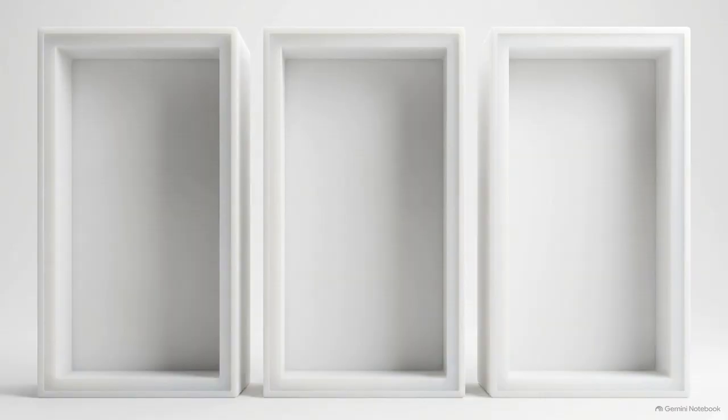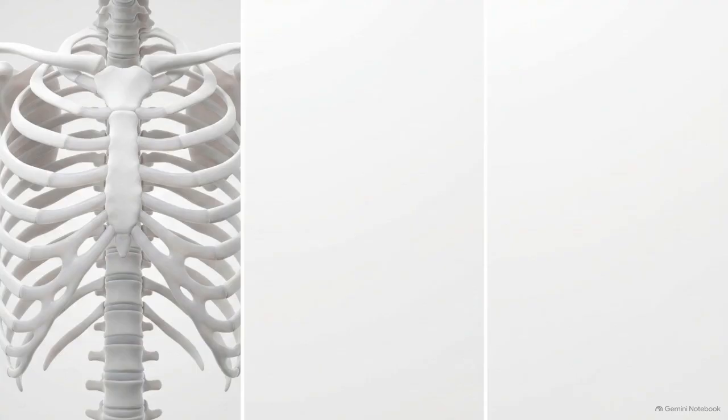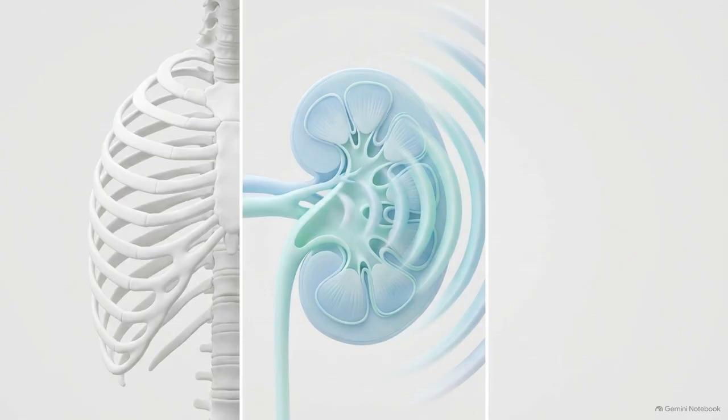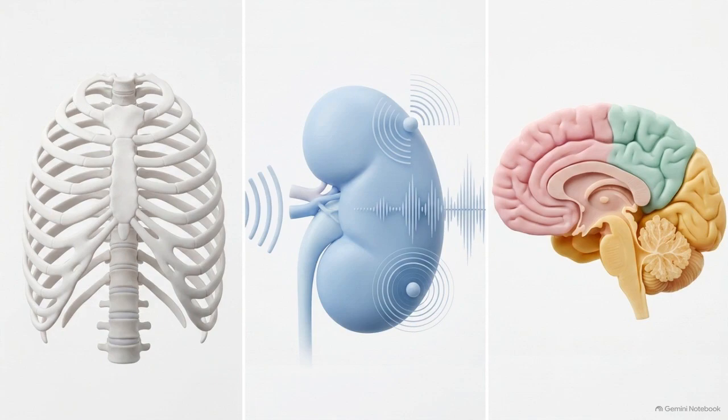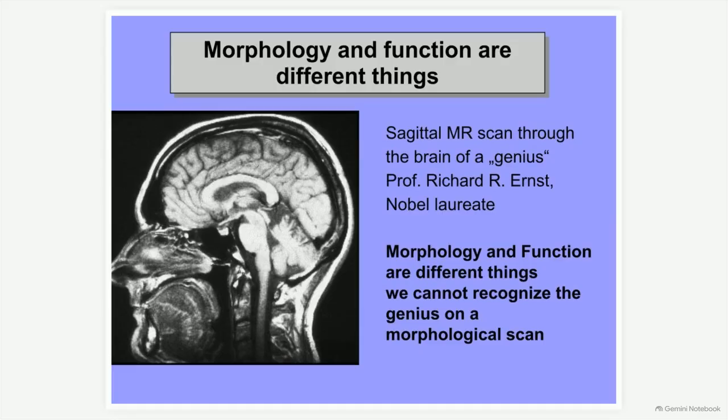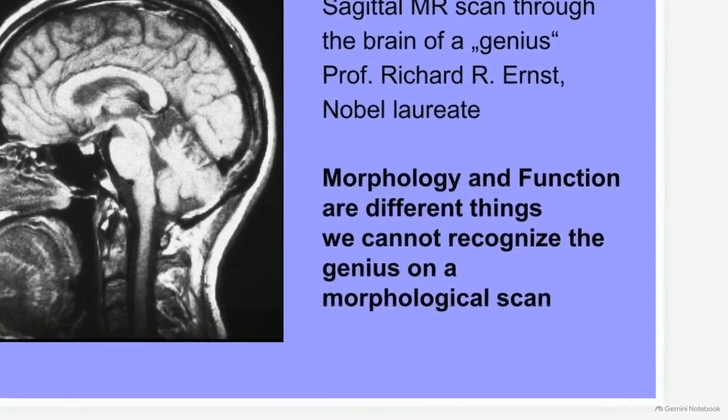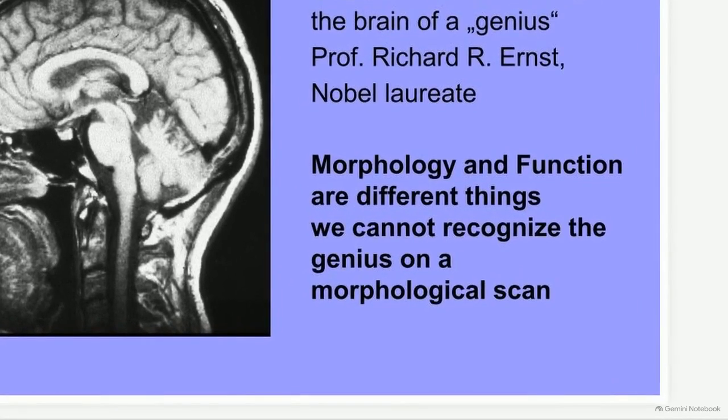This leaves us with a fully realized diagnostic matrix. CT maps structural density. Ultrasound maps acoustic boundaries, and MRI maps physicochemical states. To test the absolute limits of these engineered tools, we can look at this sagittal brain scan of Nobel laureate Richard Ernst. The scan captures the brain's anatomy in high resolution, but as the text points out, morphology and function are 2 entirely different things.